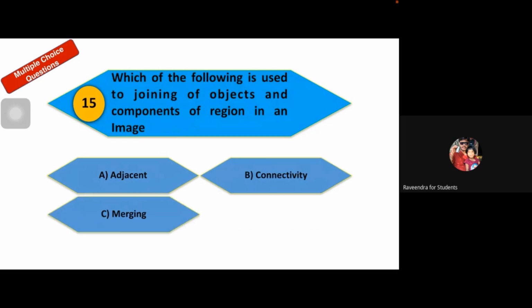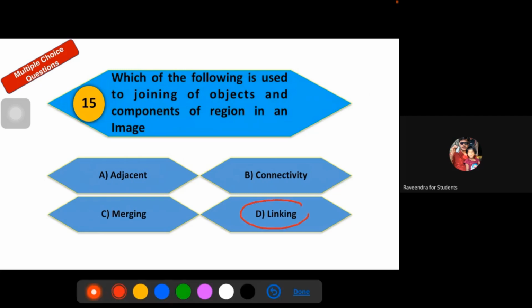Then 15th, which of the following is used for joining of objects and components of a region in an image? So for the joining of objects, it is nothing but linking.